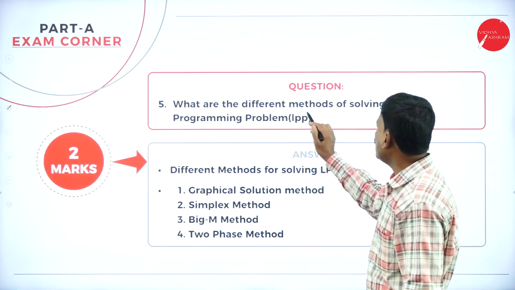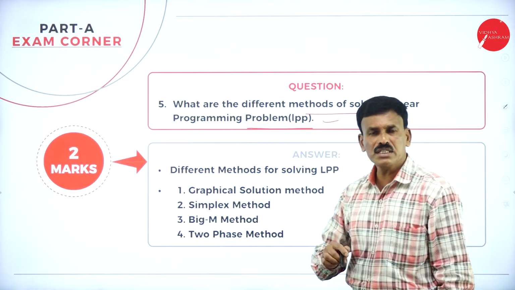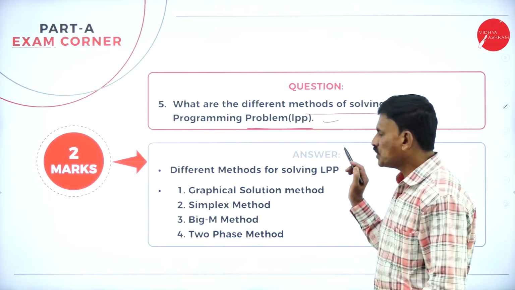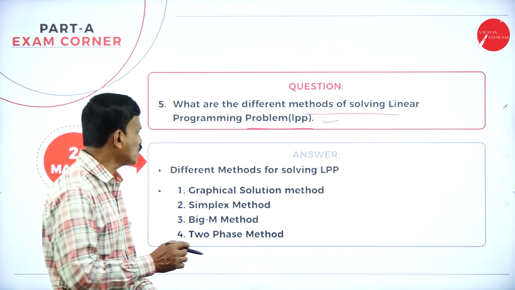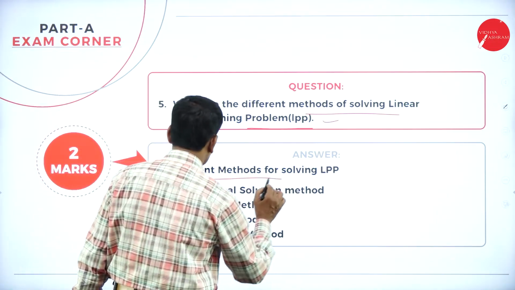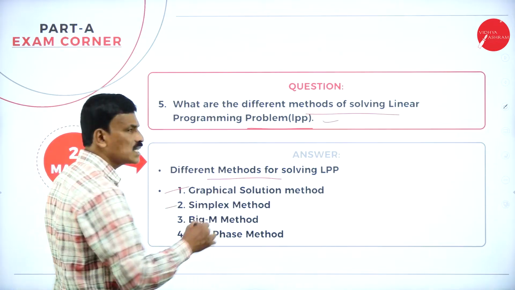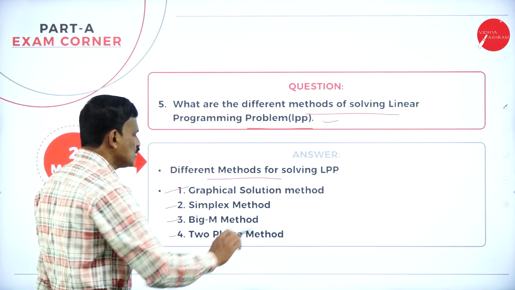What are the different methods of solving a linear programming problem? So, what are the different methods of solving LPP, linear programming problem? There are 4 different methods to solve the linear programming problem. The first one is the graphical method, the second one is the simplex method, the third one is the B.C.A method, and the fourth one is the two-phase method.